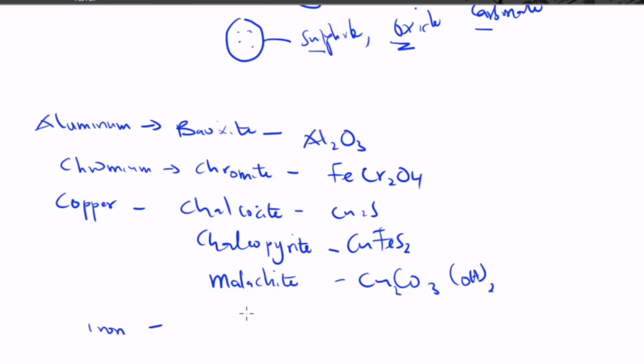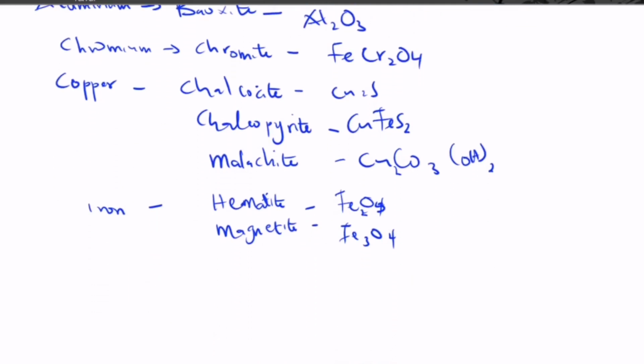With iron, we have hematite and magnetite. Hematite is Fe2O3, sorry, this is 3, and magnetite is Fe3O4. These are all metals and their minerals and their chemical composition.